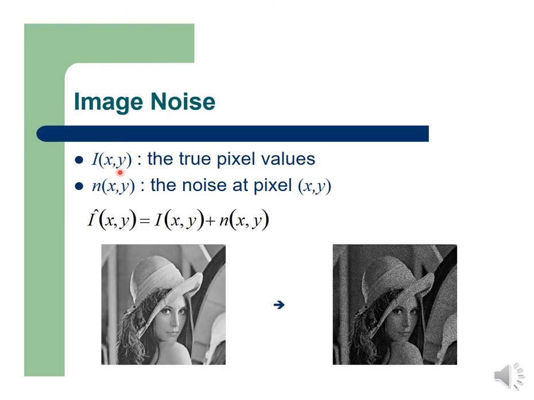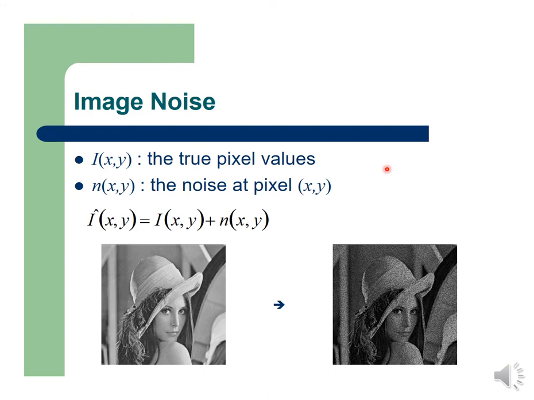If we have I of XY, it is a pixel value. I means intensity. The intensity at the position XY is actually the pixel value, and similarly N of the position XY is the noise which is at the pixel XY.